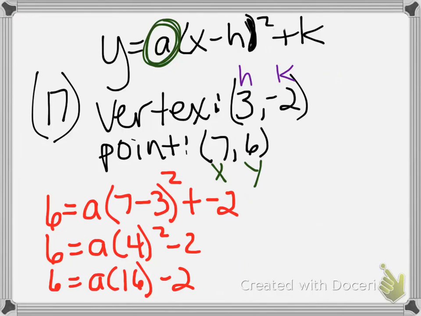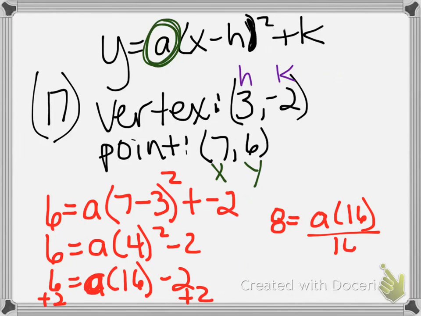And this is where people got in trouble. I cannot combine 16 with minus 2 because of the A. So what I have to do is add 2 to both sides. That gives me 8 equals A times 16. And if I divide by 16 to get A by itself, A equals 8 divided by 16, which reduces to 1/2. So my A value is 1/2.